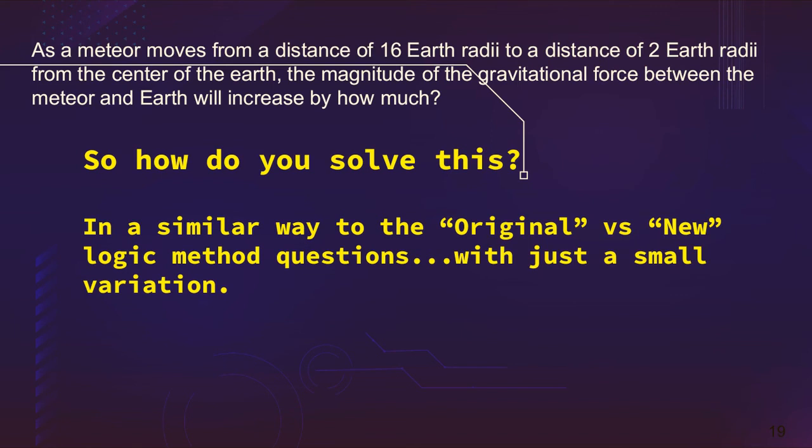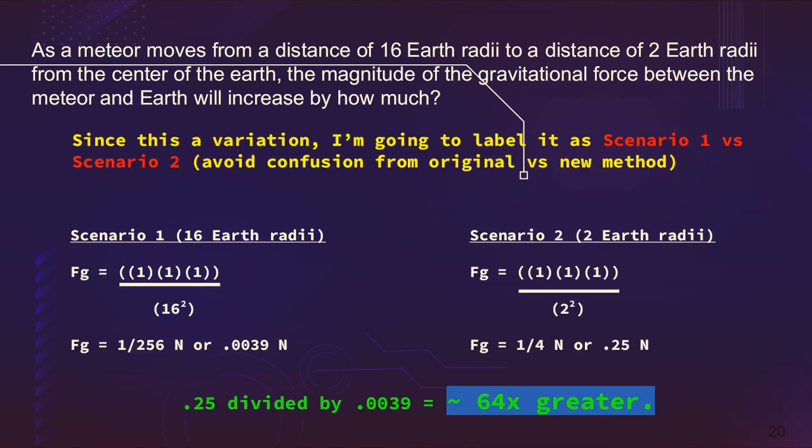That's what we did last class as well. But this is the variation. And the variation is they gave us some kind of number, albeit some fake number with a radius. It's still not exactly realistic numbers or actual numbers. So in this case, just to avoid confusion, I'm just calling this scenario 1 versus scenario 2. I don't want to call it original versus new because that's a separate thing. So we're going to do scenario 1, scenario 2.